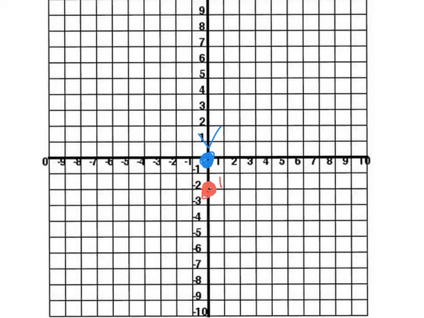So this is our focus, which means that the directrix is the exact opposite, or up 2. Here's our directrix, and it's a dashed line. And now we just need to find points.